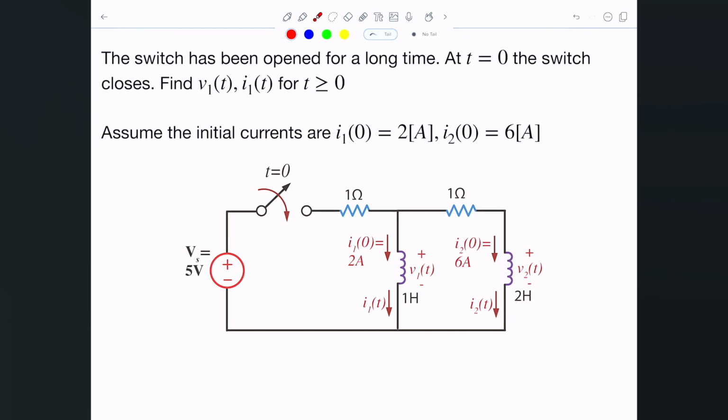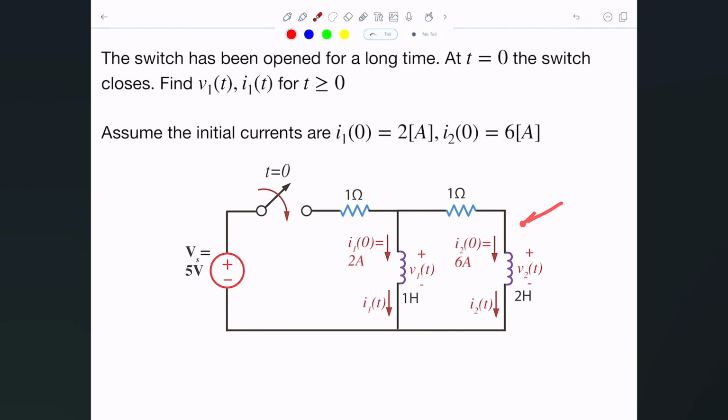In this example, we're given a circuit that contains a couple of inductors. This is one here and one here. One is 1 Henry, the other one is 2 Henries. These inductors are not in parallel because they have this 1 ohm connected in between them. So they don't share the same voltage, and since they also do not share the same current because they're not in series, they cannot be combined.